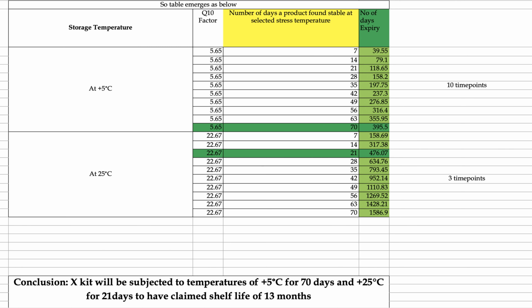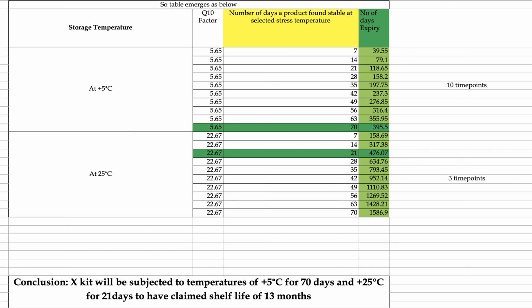So when I say at 25 degrees Celsius, my Q10 factor would become 22.67 in this case. Assuming I am going to perform my first week of accelerated stability study, at the end of 1 week, which is 7 days, I'll be able to give the claim shelf life of 158.69 days. So my friends, you can see that at 21 days, which was after the completion of 3 weeks, I am able to give a claim shelf life of 476 days.